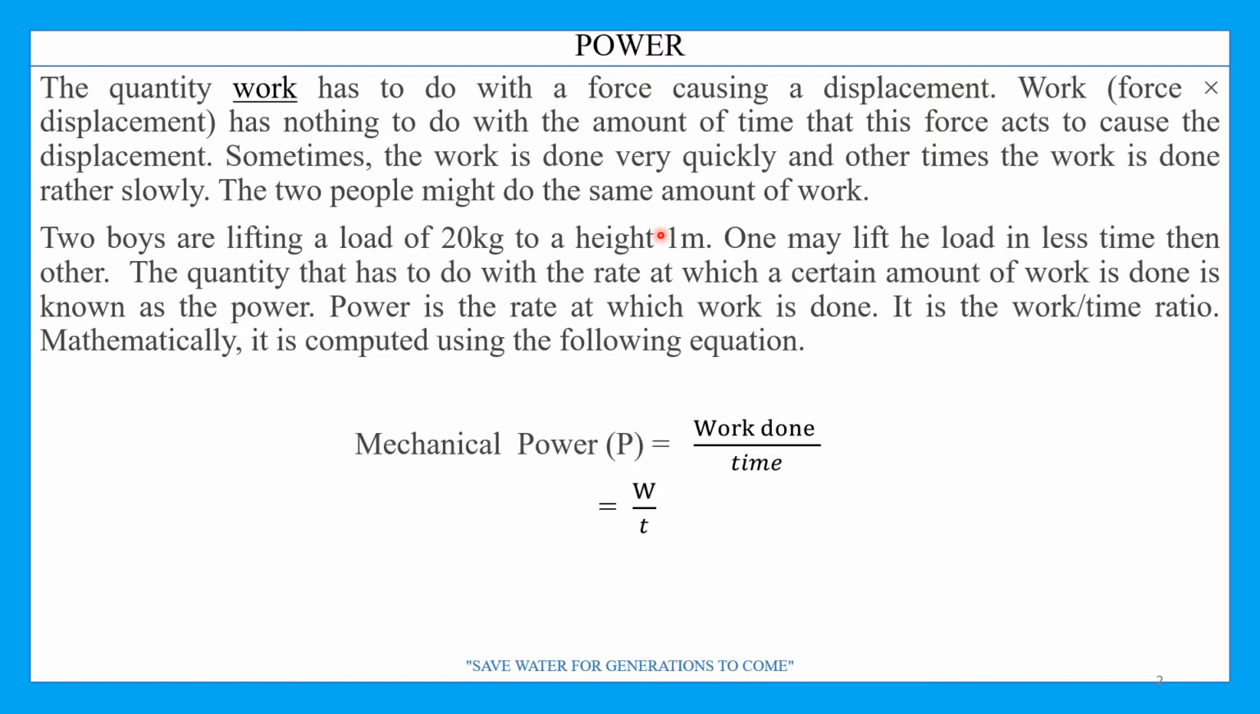So to decide who is more powerful, we need another quantity that is known as time. So who is lifting the load in less time? If you are lifting the load in less time than your friend, then you are said to be more powerful. So the quantity that has to do with the rate at which a certain amount of work is done is known as power. So power is the rate at which work is done, right?